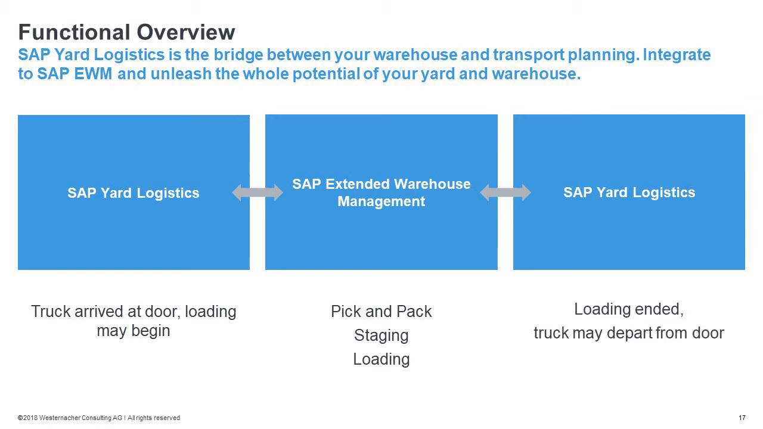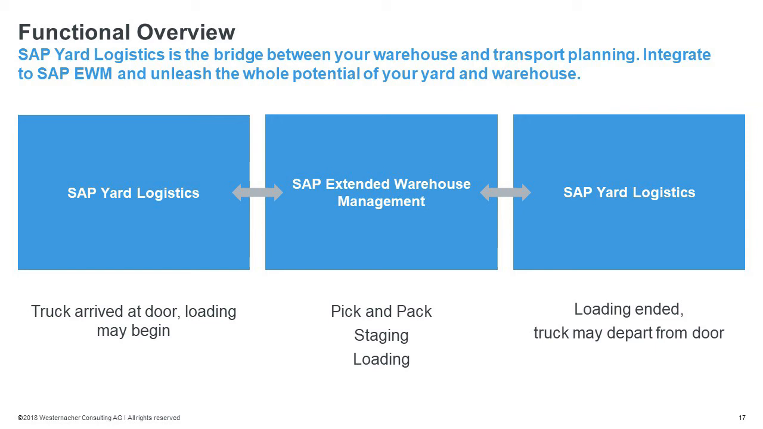And once I arrive at the door, I set the door arrival in SAP Extended Warehouse Management, and this gives EWM the possibility to start with the processes in the warehouse, so that the forklift can start bringing the goods into the truck if they have been pre-planned, for example, and that the truck is loaded. At a certain point in time, my warehouse has done all the jobs, so everything is done from a warehouse side, and I set loading or unloading end.